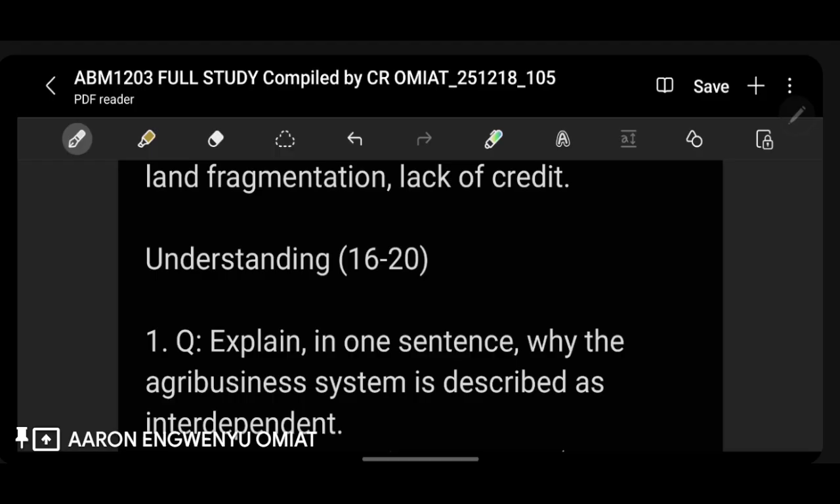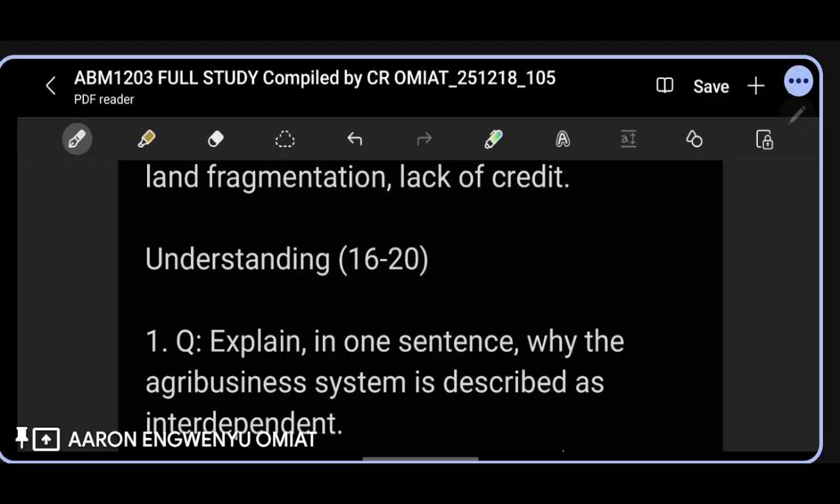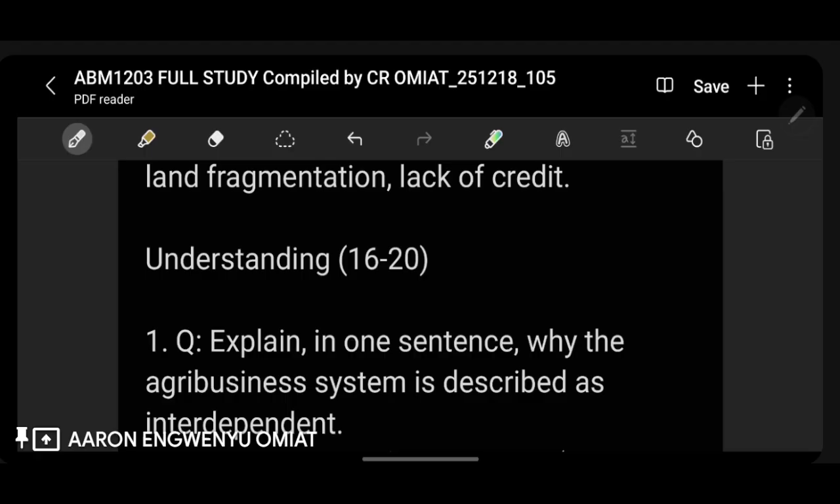The farmer grows maize. Maize is processed into flour. Then flour will be used as food, posho. Then posho will be consumed.